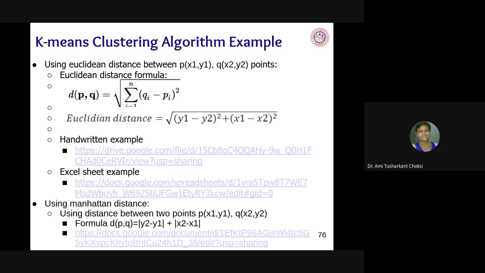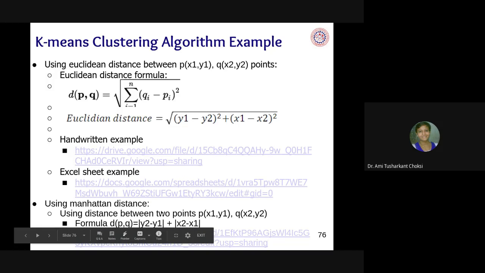Fine? Okay. And one more distance which we'll be using for our subject, that is Manhattan distance. How we can find that? We can find that using this formula, that is mod of y2 minus y1 plus mod of x2 minus x1, right? So these are the two ways, that is Euclidean distance, or you can say Manhattan distance. With that we can find the distance, and if the distance is nearer, we will move our point, our data or person, whatever we are talking of, to that particular cluster. Fine?